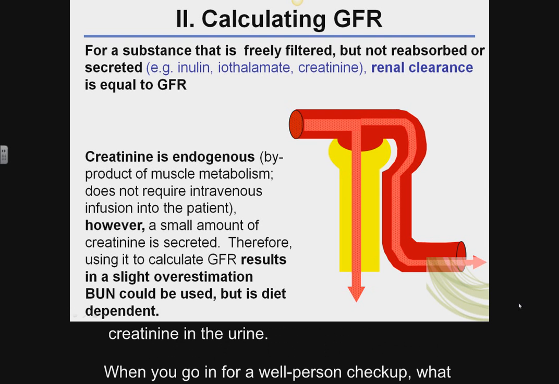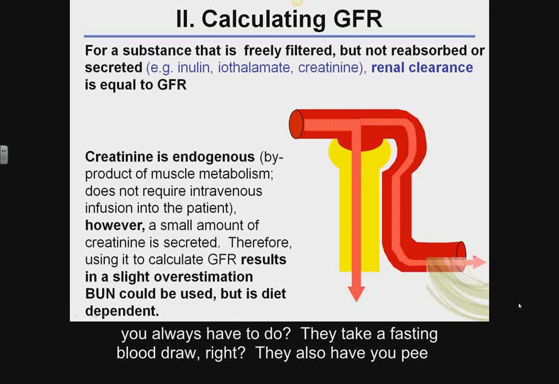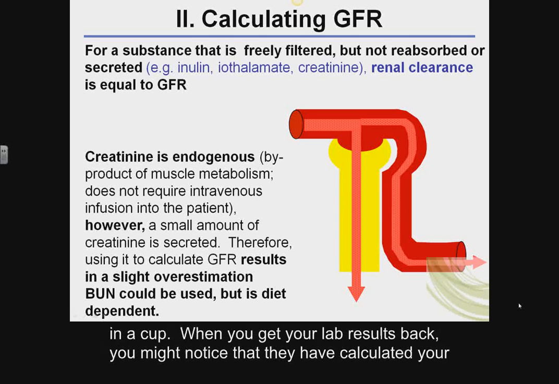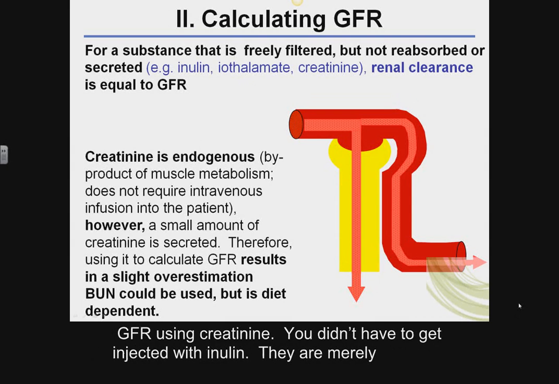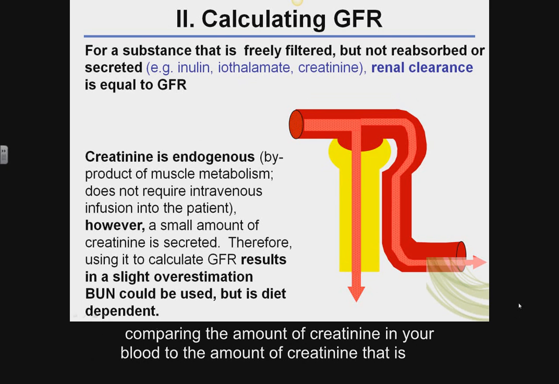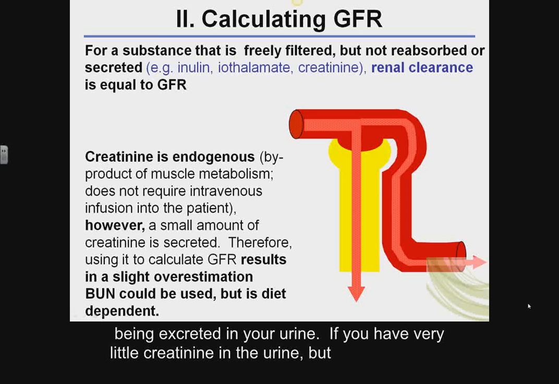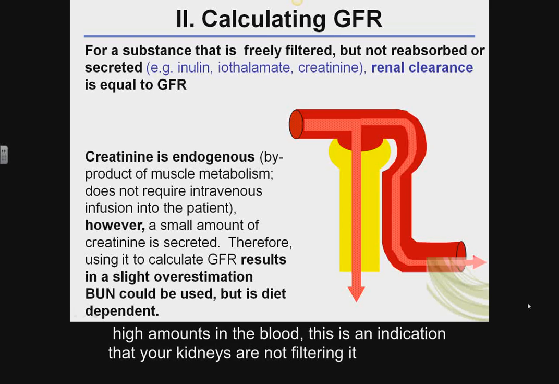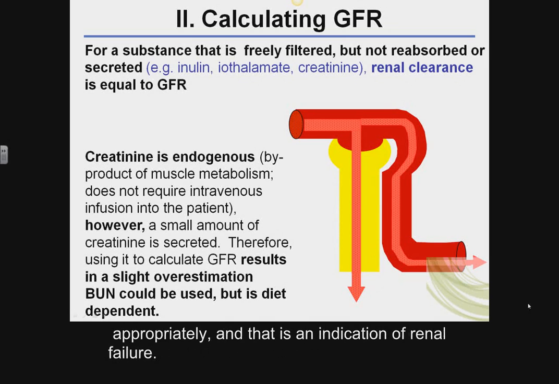When you go in for a well person checkup, what do you always have to do? They take a fasting blood draw, right? They also have you pee in a cup. When you get your lab results back, you might notice that they have calculated your GFR using creatinine. You didn't have to get injected with inulin. They are merely comparing the amount of creatinine in your blood to the amount of creatinine that is being excreted in your urine. If you have very little creatinine in the urine, but high amounts in the blood, this is an indication that your kidneys are not filtering it appropriately, and that is an indication of renal failure.